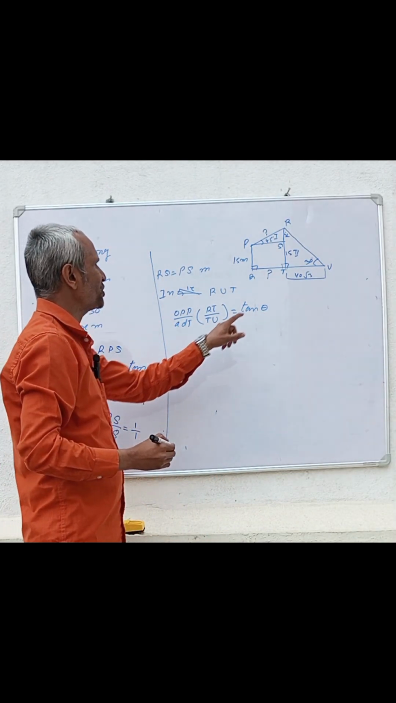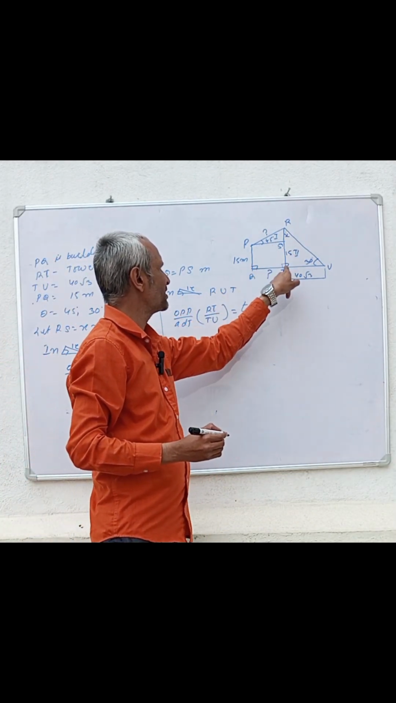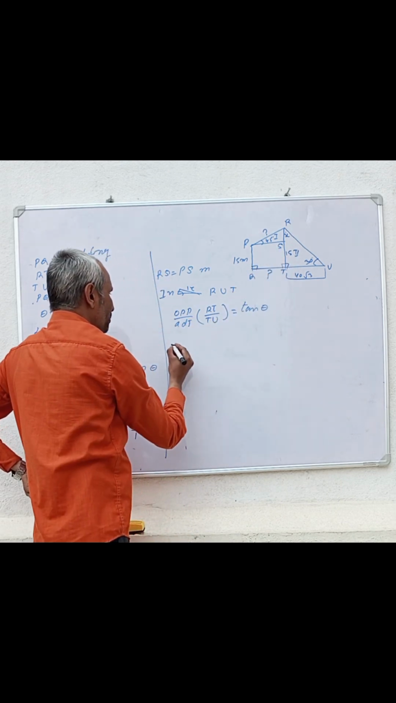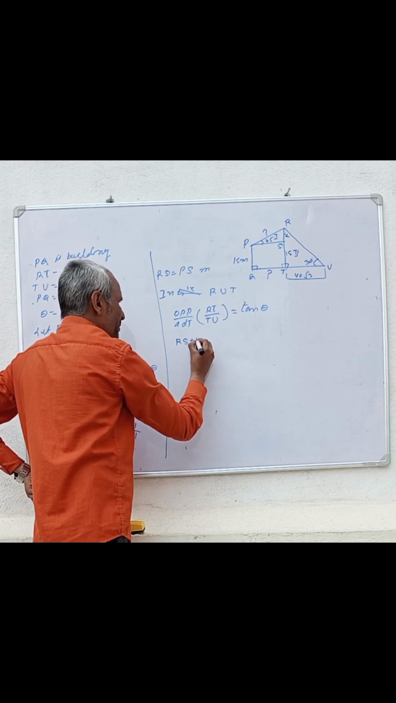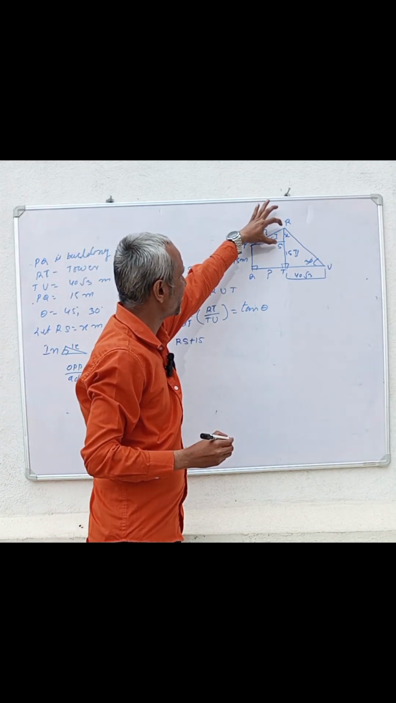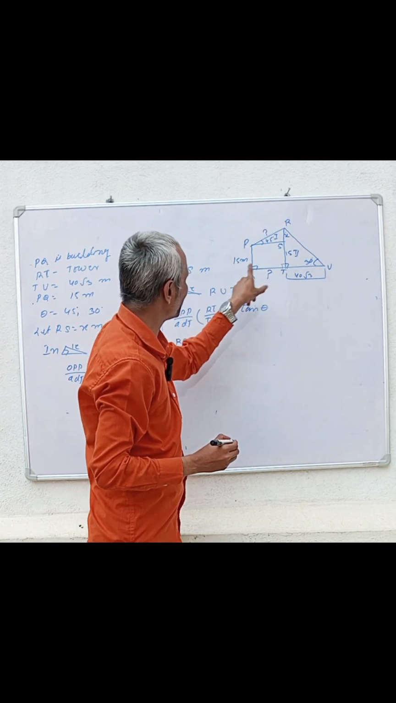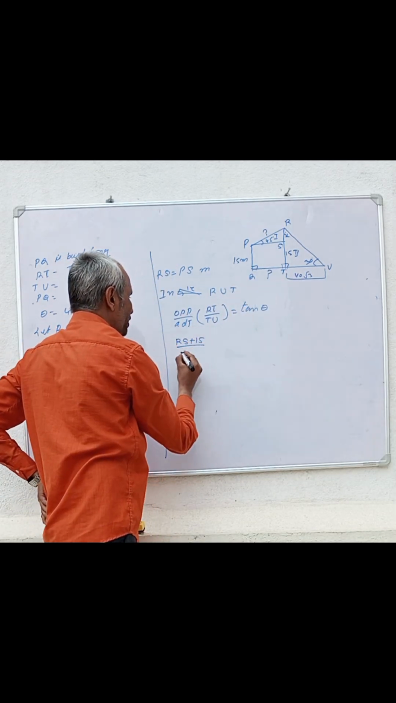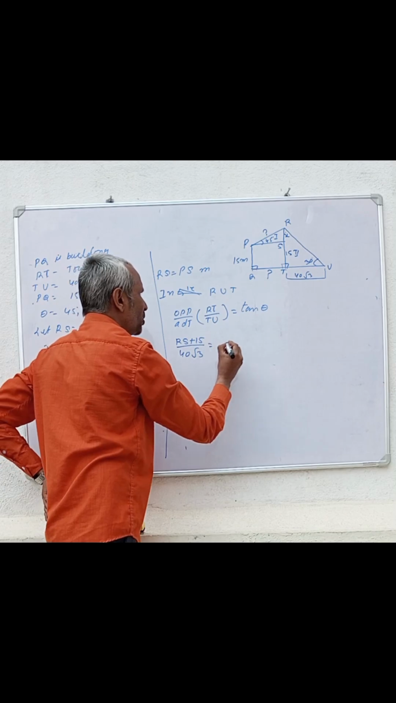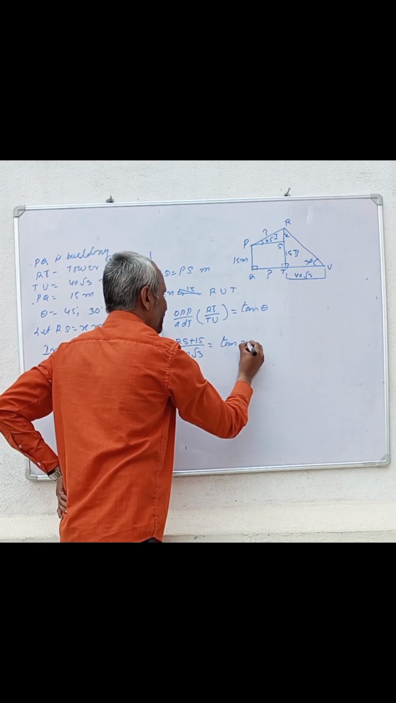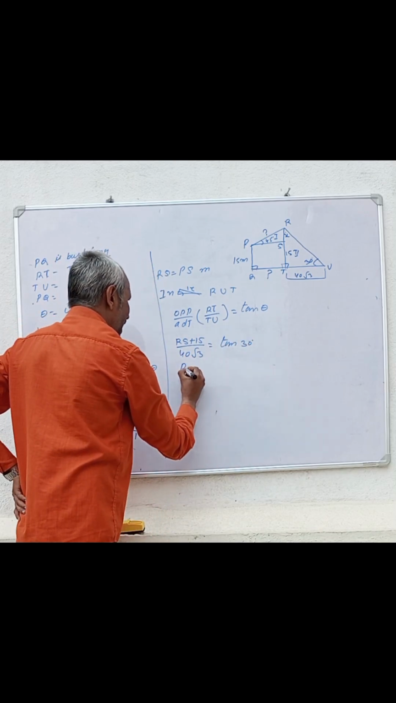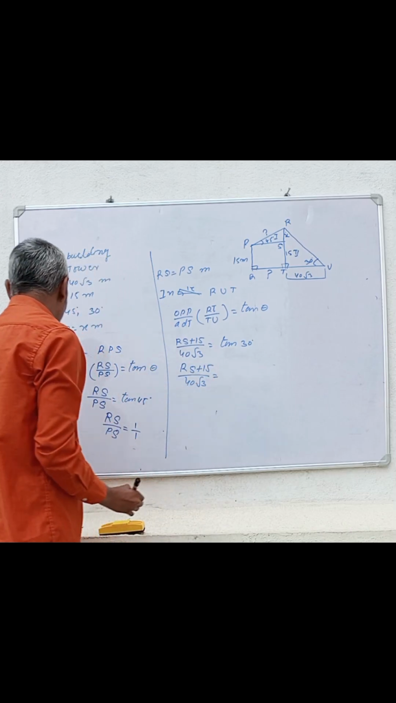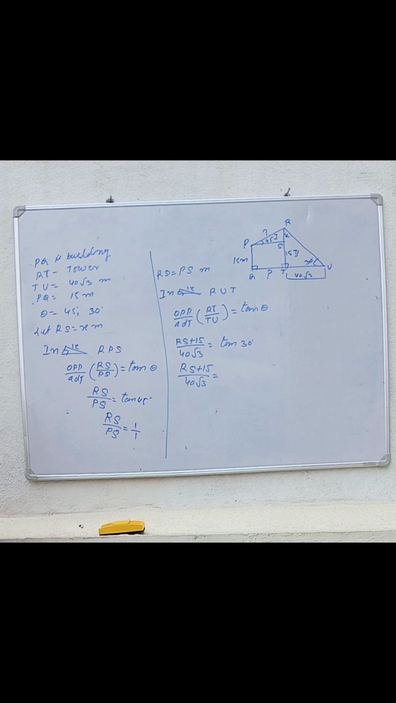Opposite, how much is given? Opposite is this one: RS plus ST. ST, how much is there? 15. Means RS plus 15. This much is RS, and this is 15 because of the opposite side. So 15 by TU. TU, how much is given? 40 root 3. 40 root 3 is equal to tan 30 degree. Or tan 30 degree value: RS plus 15 by 40 root 3 is equal to tan 30 value. What is the tan 30 value? Tan 30 value is 1 by root 3.